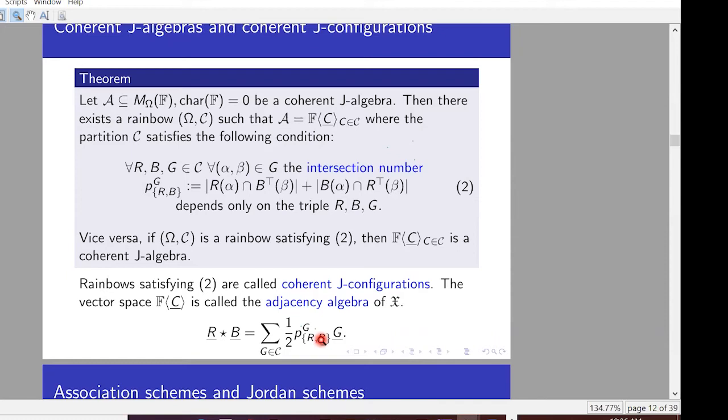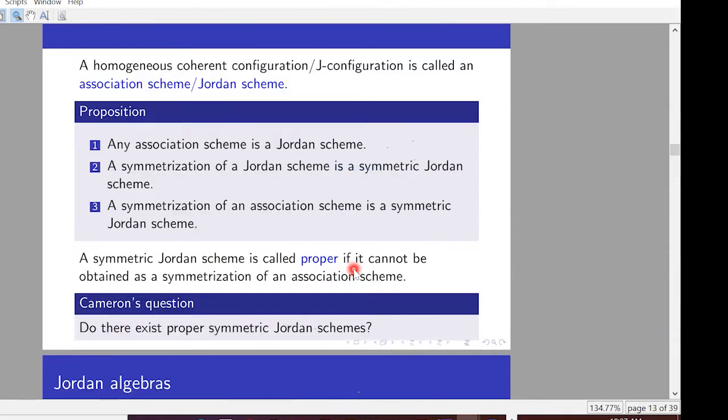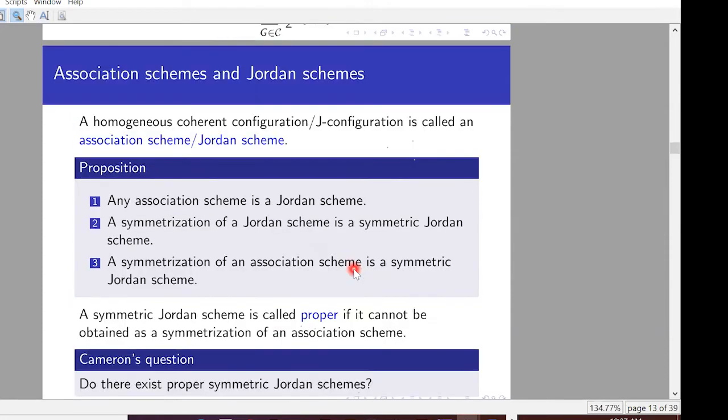Now I'm ready to define what is an association scheme and what is a Jordan scheme, and I belong to this part of algebraic combinatorialists for whom an association scheme is not necessarily commutative. So this is the way I'm going to define it. A homogeneous coherent configuration is called an association scheme. I'm not assuming commutativity or symmetry.